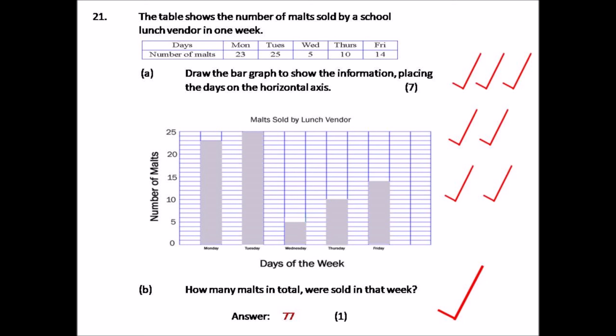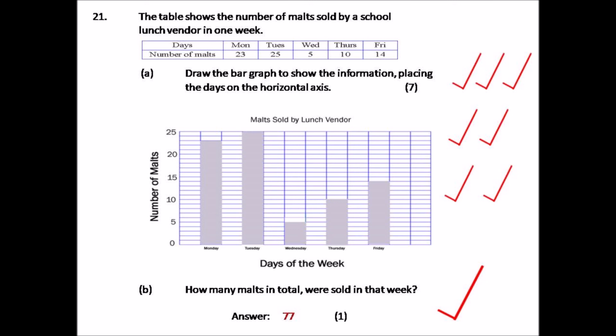Number 21, the table shows the malt sold by school lunch vendor. That's how you do your bar graph, guys. Days of the week on the horizontal axis. So horizon is, you look out to see it straight along a line from east to west. So that's how you do it. The horizon would be the bottom.